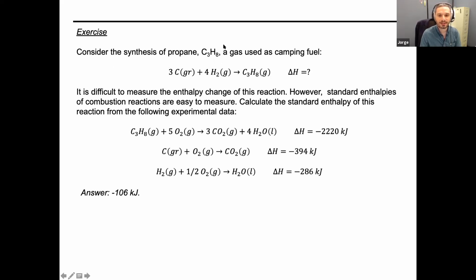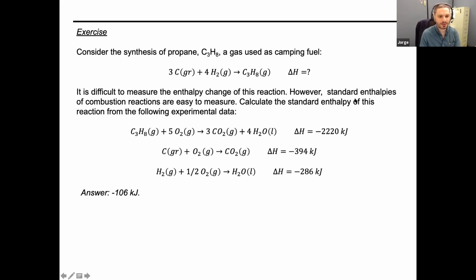Consider the synthesis of propane, C3H8, a gas used as camping fuel. So we can synthesize propane by reacting three molecules of carbon. Gr means carbon graphite. So we are going to see what that is on Friday. Okay, so three carbons in the graphite state reacting with four molecules of hydrogen in the gas state will produce propane in the gas state. Measuring the delta H of this reaction is hard because it requires a lot of energy, so it is complicated.